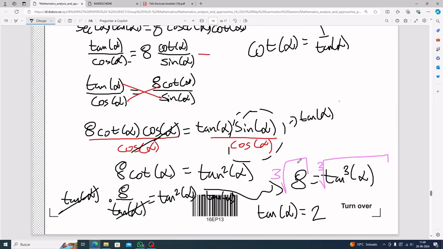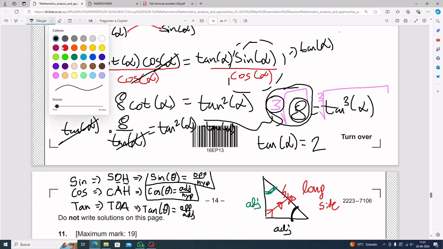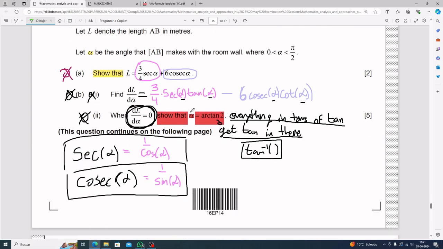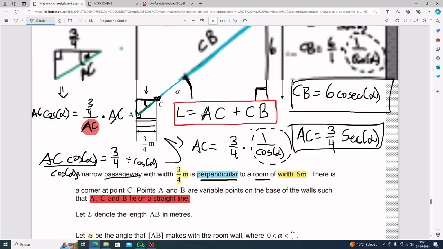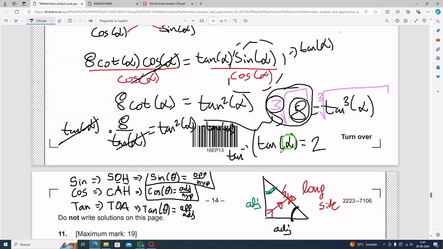It equals 2 because basically right here, you're asking which number multiplied by itself 3 times gives you 8, which would be 2. 2 times 2 times 2 gives you 8. And so from here, because you want to get alpha alone, because eventually you want it to reach alpha equaling something, you can go ahead and do tan inverse to both sides. You end up with alpha being equal to tan inverse of 2.